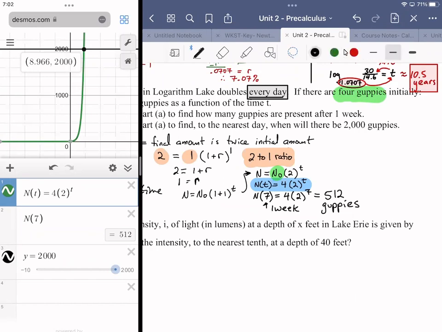But let's say you were desperate to do this with logarithms. And honestly, all kidding aside, some of us know that we're going to have to use this in the future and we know we're going to have to do it by hand. So we are kind of desperate to know how to do it with logarithms. We would take our N of t function, and we know the final amount is supposed to be 2,000. I want to solve this for t. I don't like having that 4 there in front, so I'm going to knock that off. So 500 is equal to 2 to the t power.